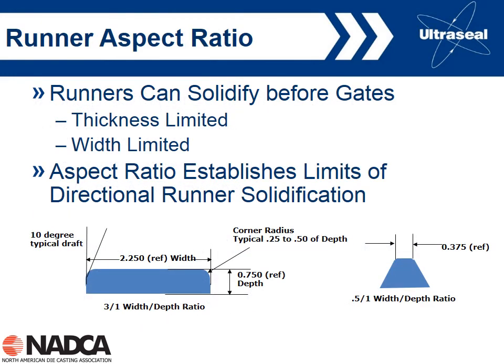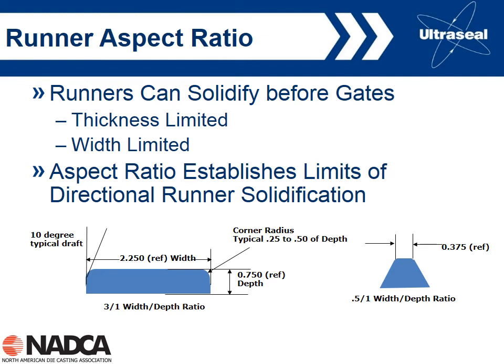And so we also want to think about the aspect ratio of the runner, keeping in mind that the aspect ratio is going to control how the runner solidifies. So if we use this thinner runner, shown here on the left, then we're going to get premature solidification. Then we're going to get faster solidification across the thickness.